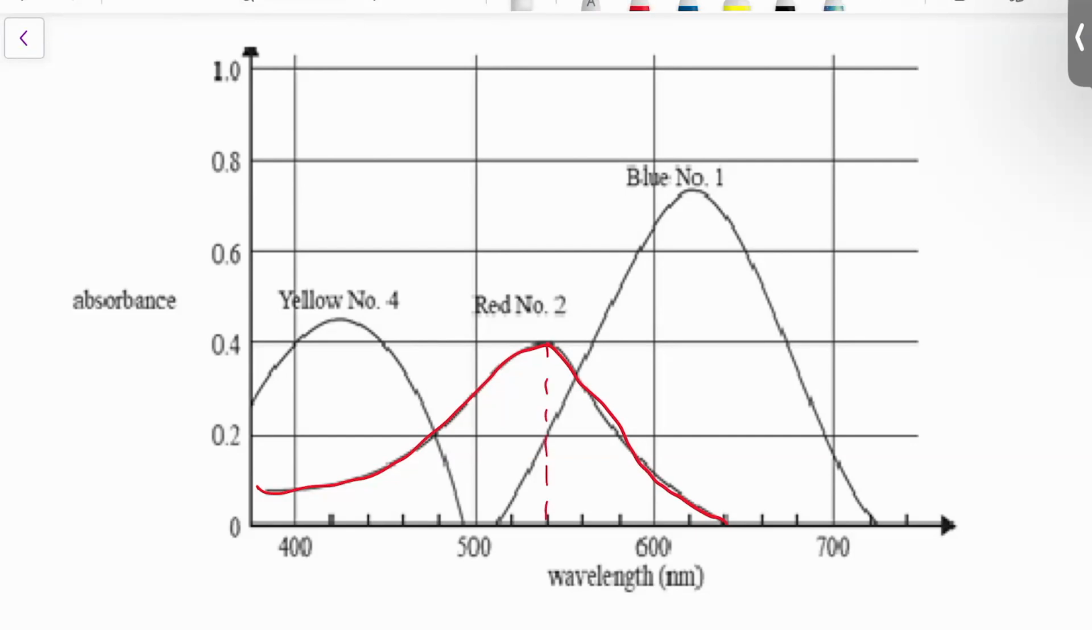The only issue is, though, at 540, what else absorbs? Because we were just imagining it being on its own. At 540, it's not on its own, though. What else? Yeah, it hits the graph for the blue number 1. So if red was on its own, I would pick the maximum wavelength. You pick the maximum wavelength that doesn't interfere with anything else if it is existing with other things.